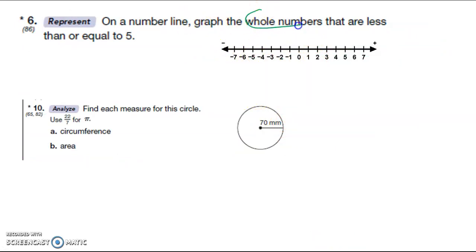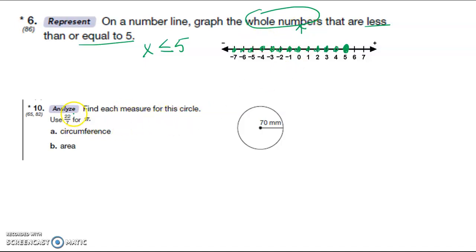It says graph the whole numbers that are less than or equal to 5. So this is 5. Whole numbers that are less than or equal to 5, which means each one of these dots. You see it's not a highlight. I have to do each one individually because it's whole numbers.